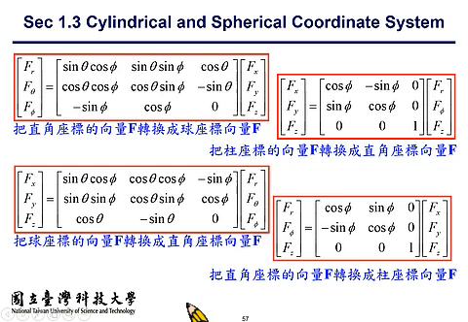The 2 matrices on the left are conversions between spherical and Cartesian coordinate systems. The 2 matrices on the right are conversions of vectors between cylindrical and Cartesian coordinate systems. As you can see, the order of fx, fy, fz, and fr, f theta, f phi are swapped in the 2 sets of matrix representation.